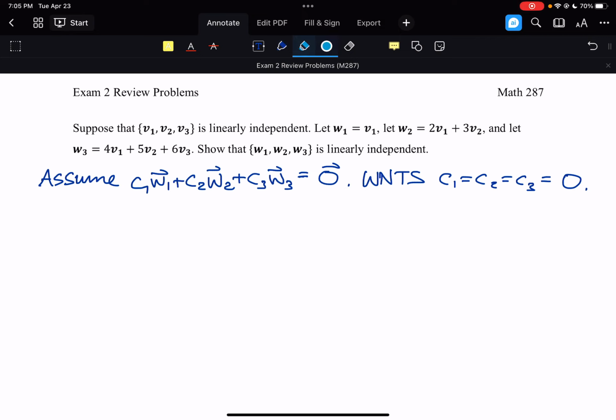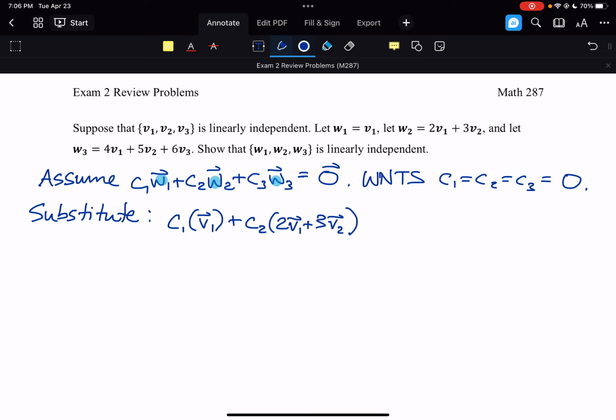Now we know some things about w1, w2, and w3. We have these relationships defined in the problem. So let's go ahead and substitute. So we're going to get c1 v1 plus c2 times 2v1 plus 3v2 plus c3 times 4v1 plus 5v2 plus 6v3 equals the zero vector.